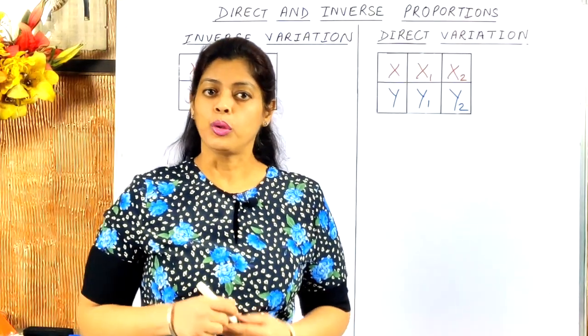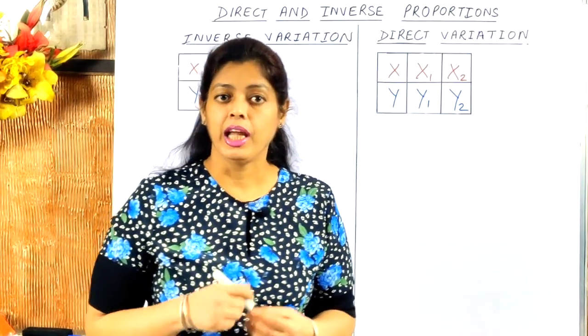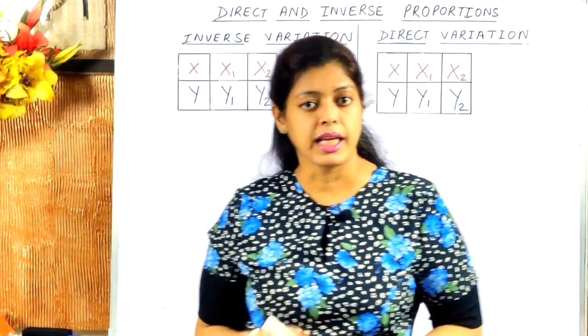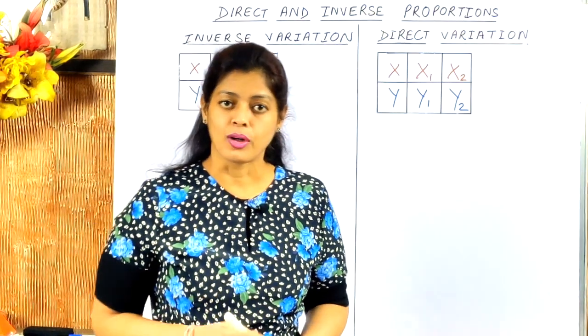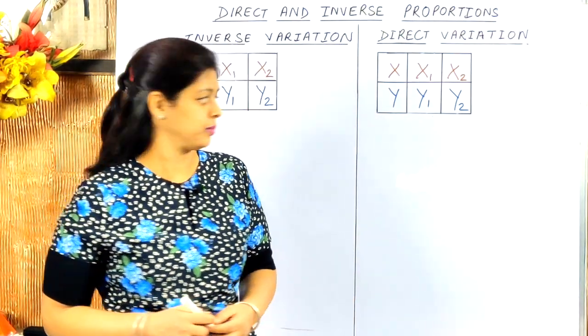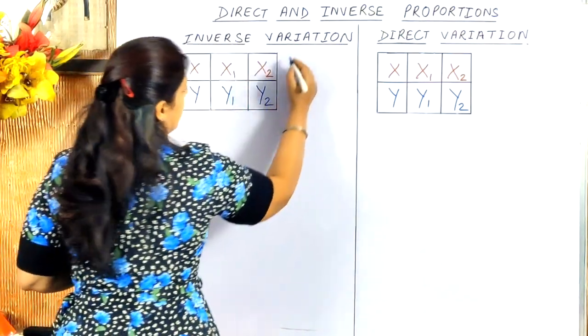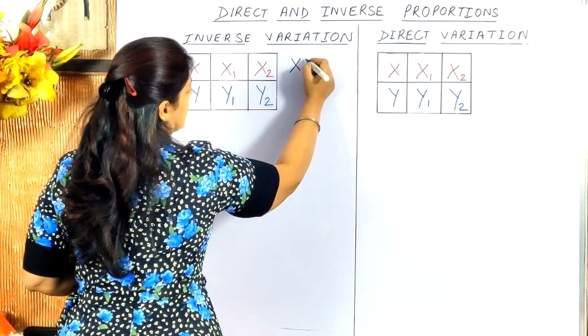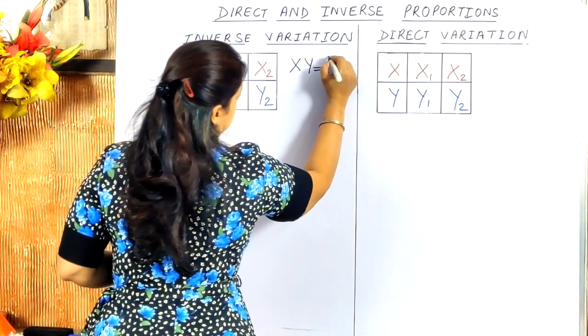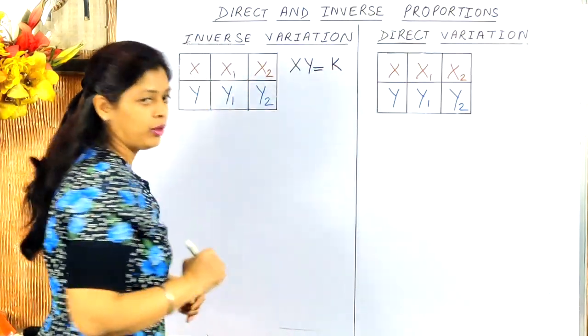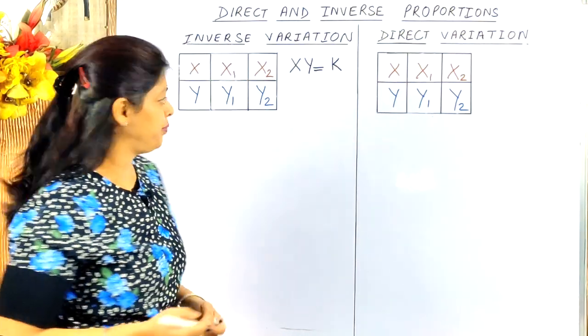So when two quantities x and y vary inversely with each other, we can say that the product xy remains constant, and this is called the constant of variation. So if two quantities x and y are in inverse variation, xy is equal to, say, constant k, and also this product is always positive.